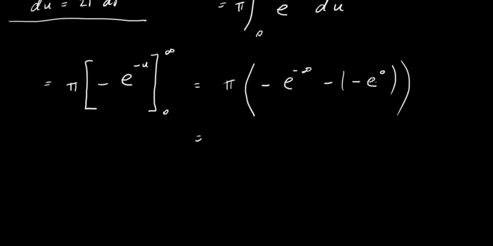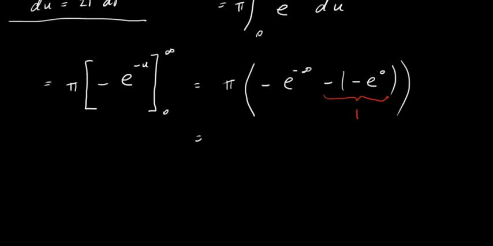Now e to the power of 0 is 1, so we just end up with plus 1 here. Minus minus is plus, and this is 1. So this part here will just become 1. E to the power of 0 is 1, and minus minus is plus.